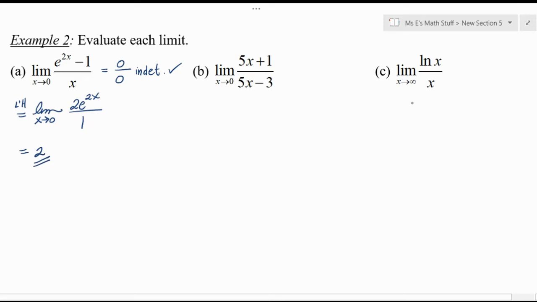Okay. Part B, let's check and see if we have an indeterminate form. So on the top, we'd have 1 with direct substitution. On the bottom, we'd have -3. And guess what? We're done. The answer here, I hope it makes sense. The limit value would equal the function value in this case. And the answer is -1/3.